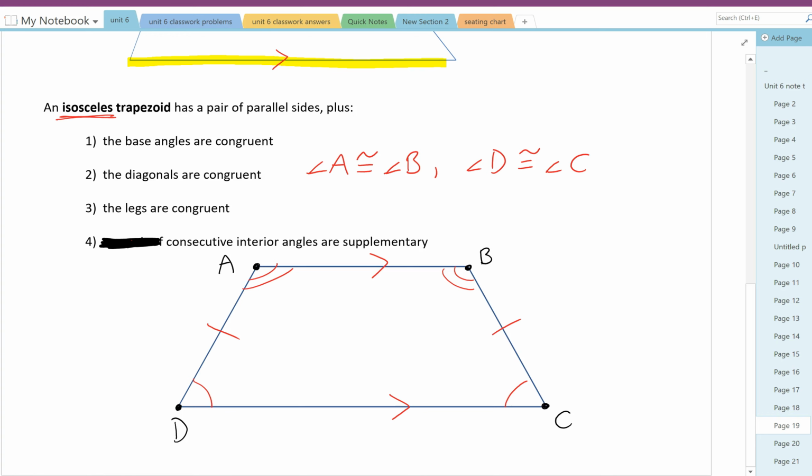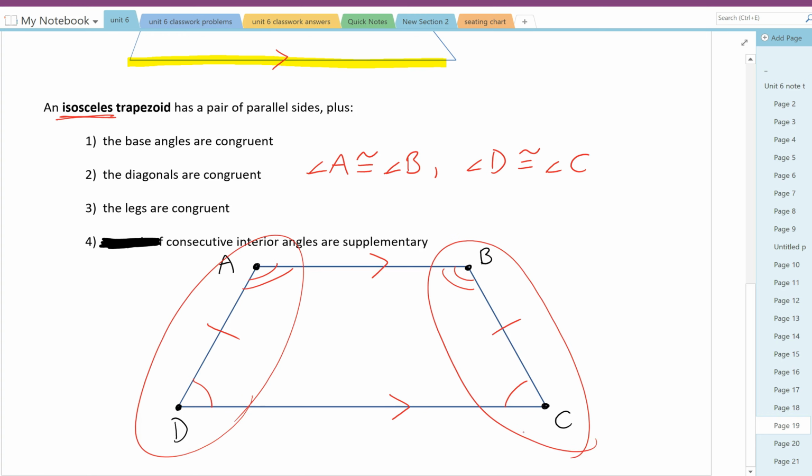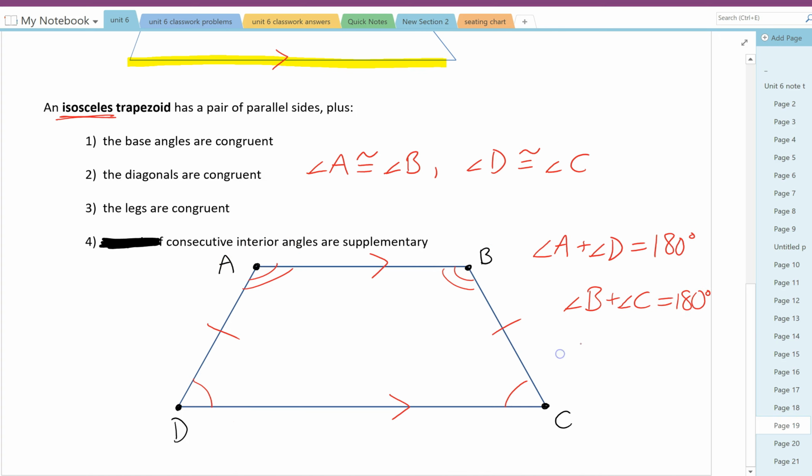I had it wrong. Consecutive interior angles are supplementary only if we have a pair like these two or these two, okay? So for example, in this isosceles trapezoid, angle A plus angle D equals 180, and then angle B plus angle C is going to be 180. Okay, so only non-congruent consecutive angles are supplementary.